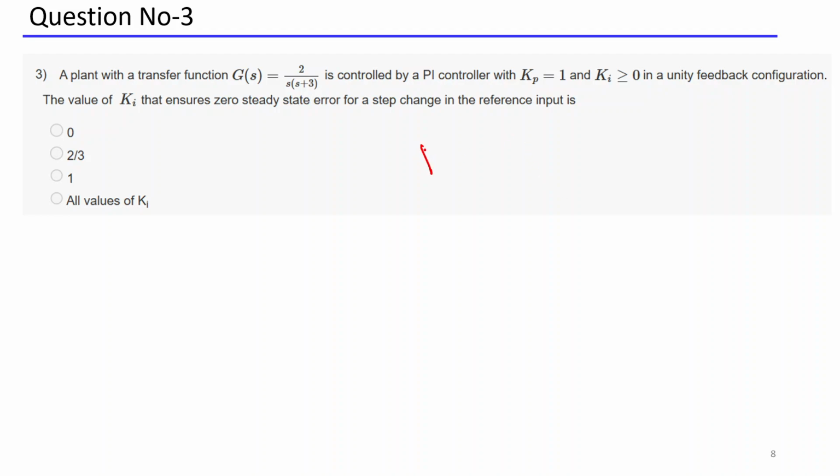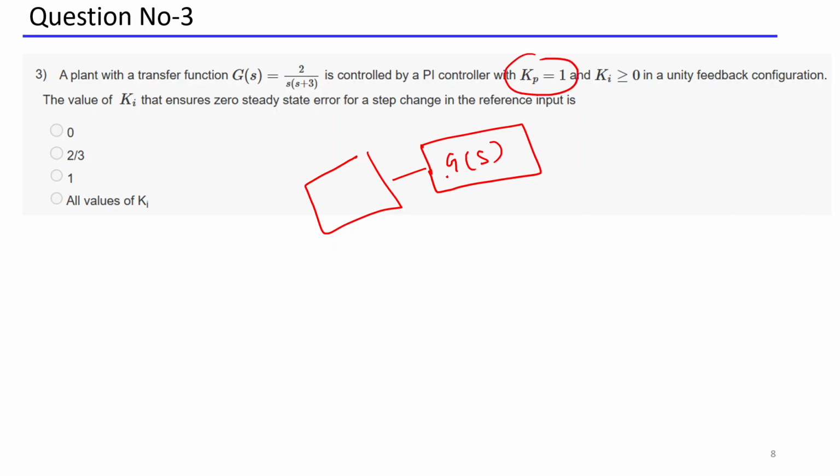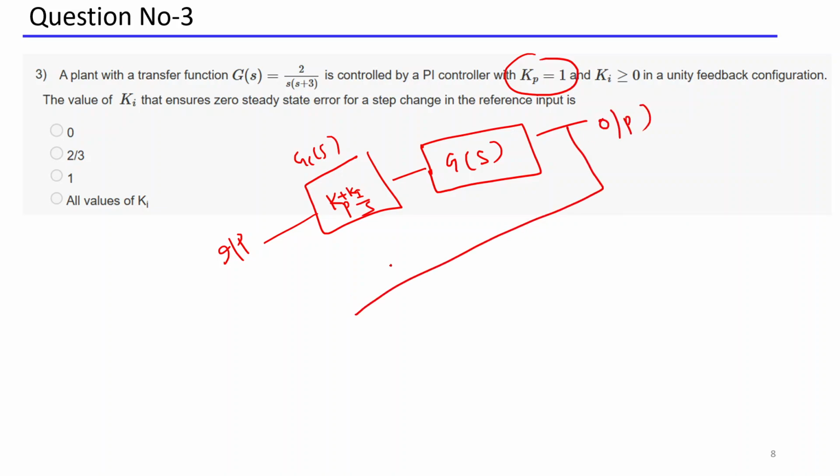Always keep in your mind what you have to figure out. This is my plant GP(s), and this is a controller given to you, GC(s), which has only a kp value equal to 1. Okay, this has kp plus ki by s, and this is the plant transfer function given. This is your GC(s). Okay, this is your input and this is your output. So what is happening when feedback comes from the output is that there is a summing block.